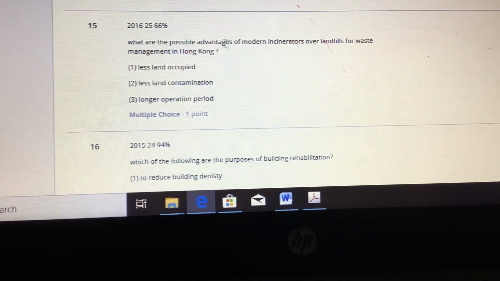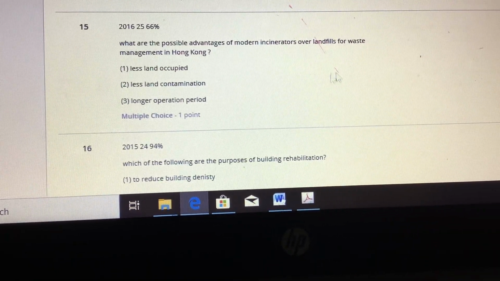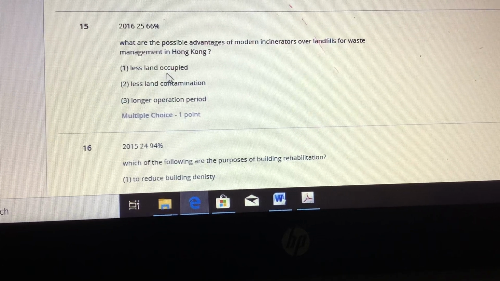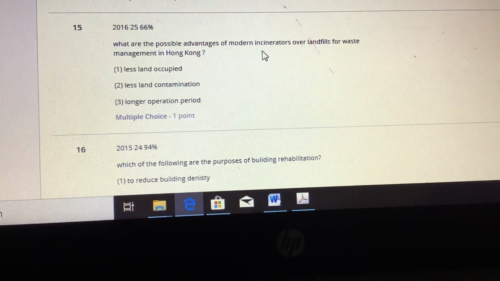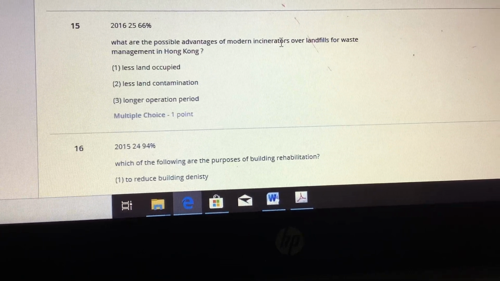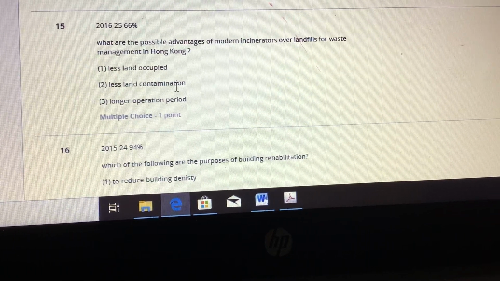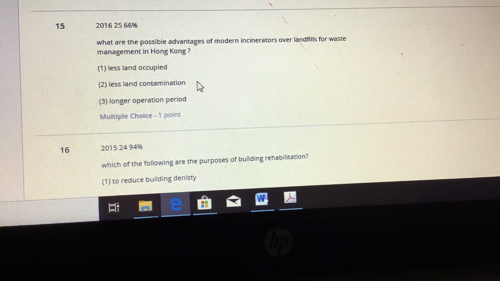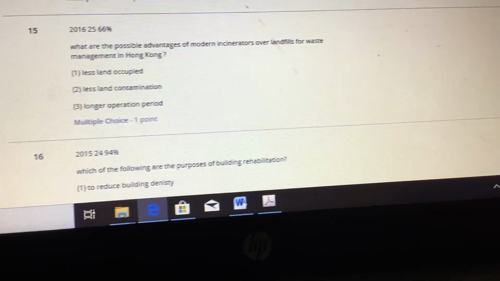What are the possible advantages of the modern incinerator over the landfills in waste management in Hong Kong? Less land occupied, right? Because the incinerator can make the rubbish smaller. Okay, and then less land contamination, isn't it? Maybe. Longer operation period, this is for sure lah. Number 1 and number 3, is it?